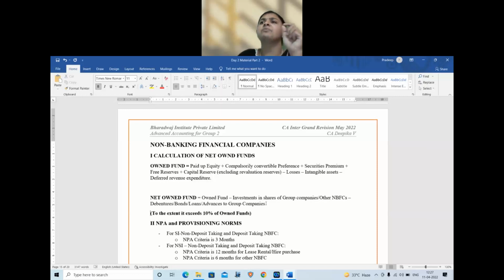Meaning, if your owned funds is 200 crores, your investment in shares and debentures in other NBFCs and group companies put together can be up to 10%, which is 20 crores. If it is 20 crores or less, there is no deduction. Net owned funds is 200 crores, within the permissible limit. Whereas if the investment exceeds 20 crores, say it is 35 crores, the excess over 10% is 15 crores, which will be subtracted for net owned funds. So 200 minus 15 will be the answer for net owned funds, which gives you 185.